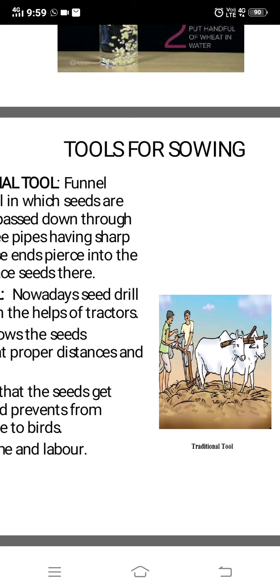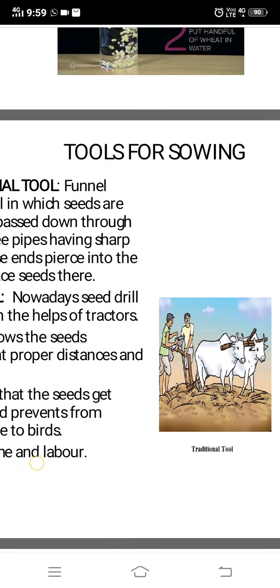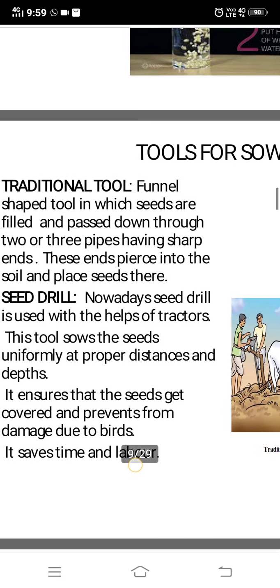Similarly here, if the plants are crowded, they all will start fighting for getting nutrients. So that is why they should be sown at proper distance, so that they will get the necessary nutrients equally. All should get sunlight equally, all should get the nutrients from the soil equally. Then only the growth would be good.